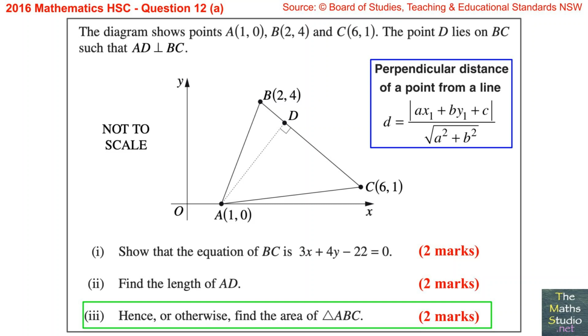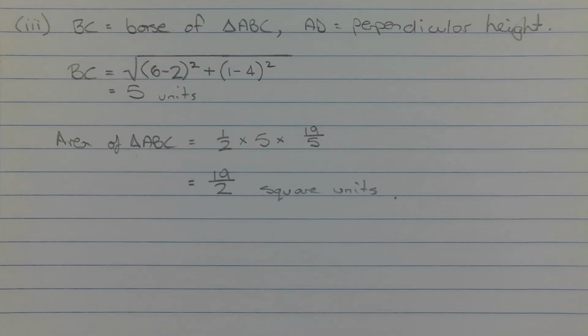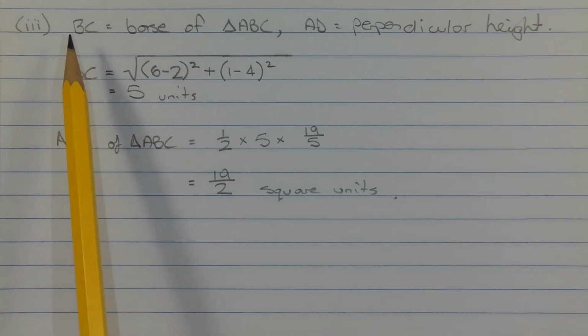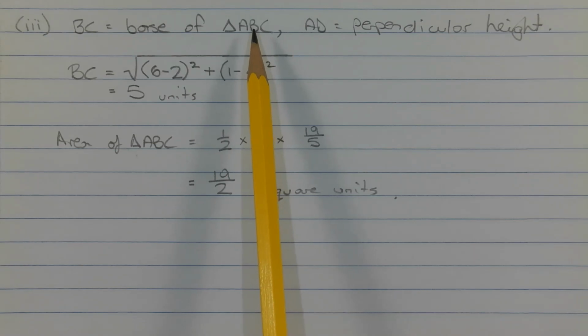Part 3. Hence or otherwise, find the area of triangle ABC. To find the area of a triangle, we use the formula half times the base times its perpendicular height. Now in this case, the interval BC is the base of triangle ABC and AD is its perpendicular height.